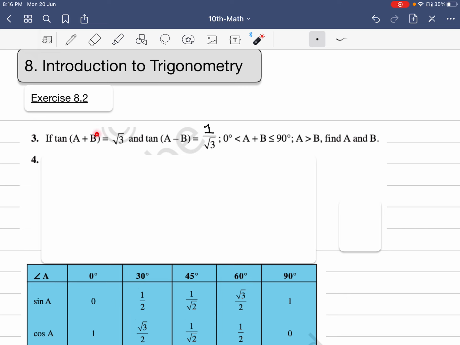If tan(a + b) is equal to root 3 and tan(a - b) is equal to 1 by root 3, and a + b is greater than 0 degree and less than 90 degree, and a is greater than b, then find the values of a and b. So a and b are two angles of a triangle, and tan of (a + b), the whole, is equal to root 3, and tan of (a - b) is 1 by root 3. And since we are doing a minus b, a has to be greater than b. Thus we have to find the values of a and b.